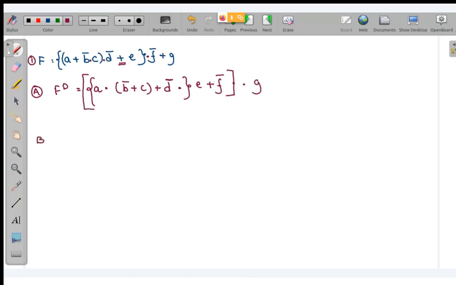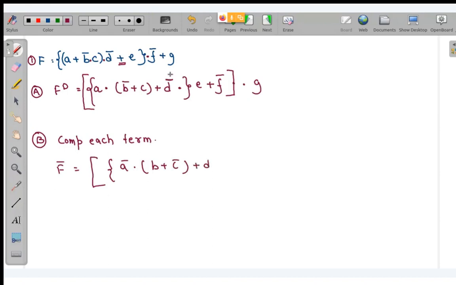Now next step is I want to calculate the complement, so complement each term. So F complement will be A complement dot B plus C complement, plus double complement D complement, so that will be D, E complement plus F, whole G complement. So this will be the complement of this function. Tell me, are you getting this answer? Yes or no? Anyone got this answer?